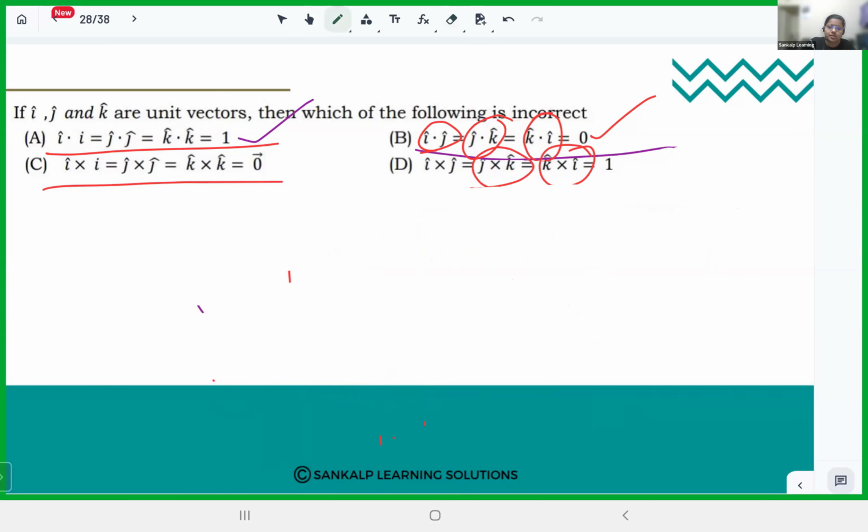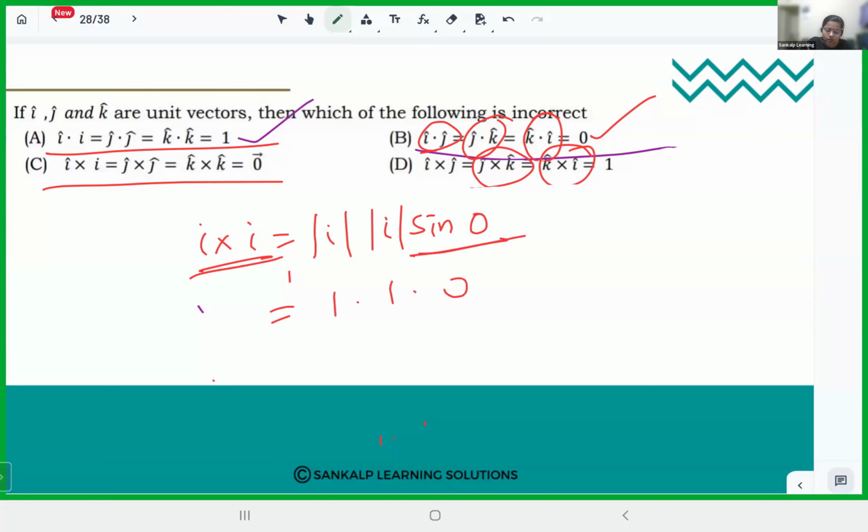Now we are moving on to option C, that is i cross i. i cross i is equal to magnitude of i into magnitude of i into sine of the angle between the same vectors, which is 0. So it is sine 0. This is 1 into 1 into sine 0. What is sine 0? Sine 0 is 0. So this is equal to 0.